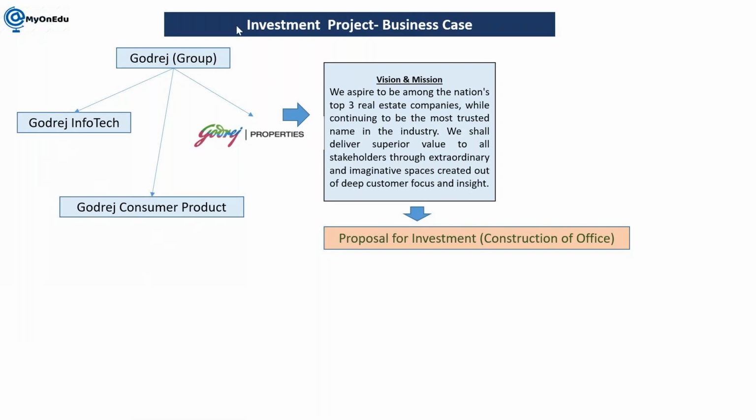So if you read their statement, I have just taken the same statement from their website. Okay. So what they're saying: we aspire to be among the nation's top three real estate companies. While continuing to be the most trusted name in the industry, we shall deliver superior value to all stakeholders through extraordinary and imaginative spaces created out of deep customer focus and insight.